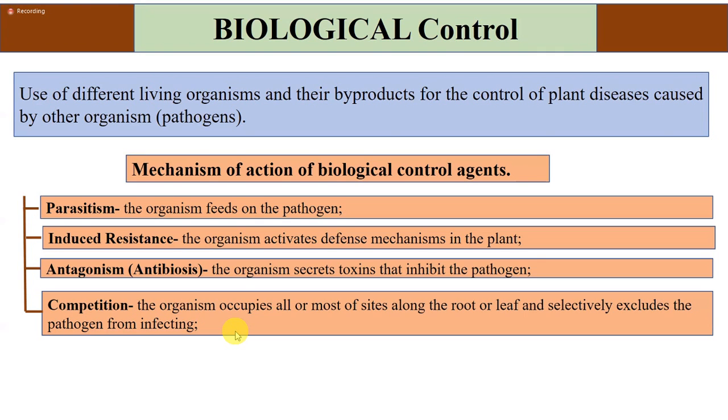Now, what about antibiosis? In antibiosis, the organism secretes toxins that inhibit the pathogen. How does it work? Microbes may produce different kinds of antibiotics capable of inhibiting the growth of the pathogen. We can take an example: Gliocladium virens produces powerful antibiotics, gliotoxin and viridin. So this is antibiosis.